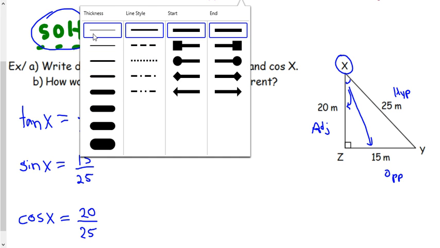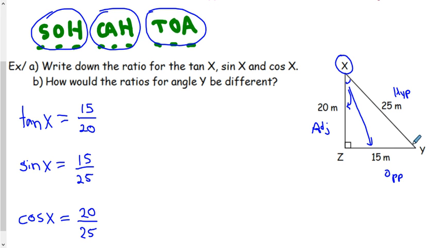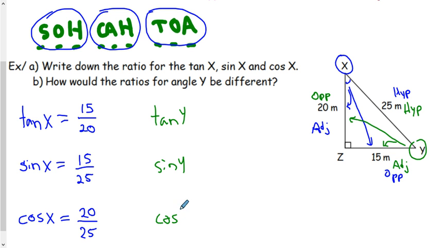Okay, let's change colors here. Now I'm going to look from angle y. My hypotenuse is going to actually be the same, but my opposite and my adjacent sides are going to switch. So this is now going to be my opposite side because it's opposite angle y. And my adjacent side is going to be right here because it is adjacent to angle y. So let's figure that out. We're going to do tangent of angle y, sine of angle y, and cos of angle y.